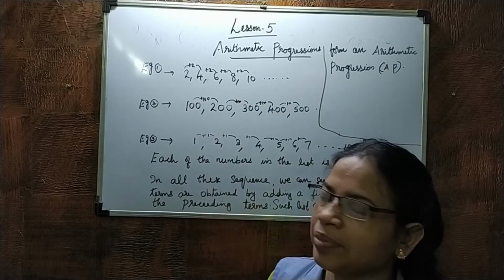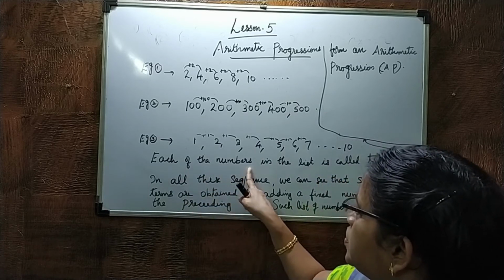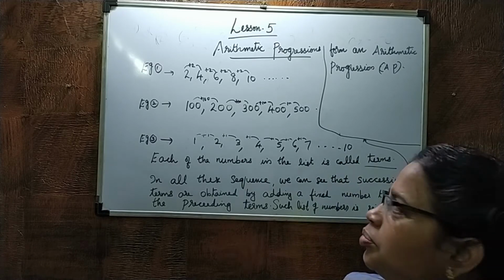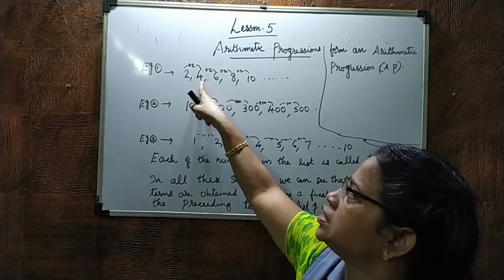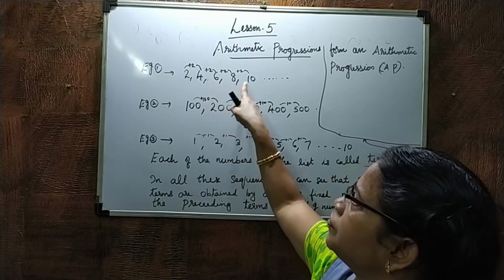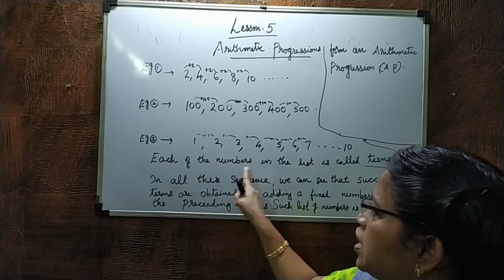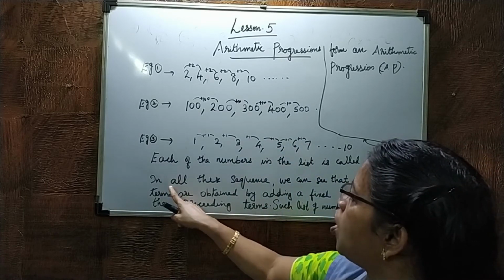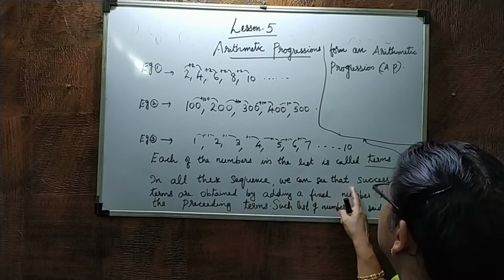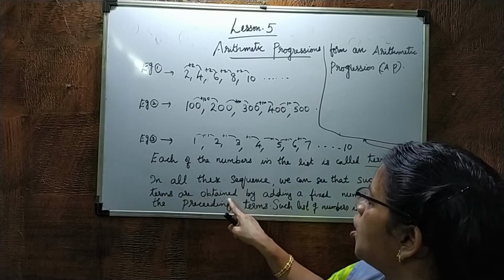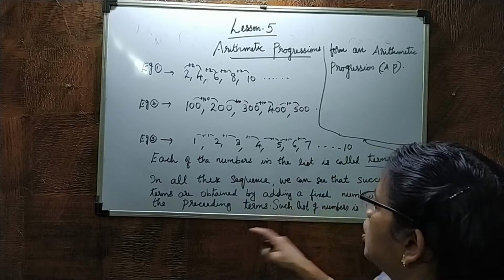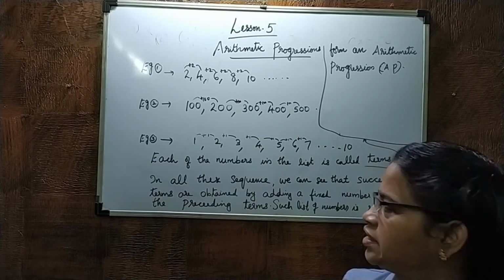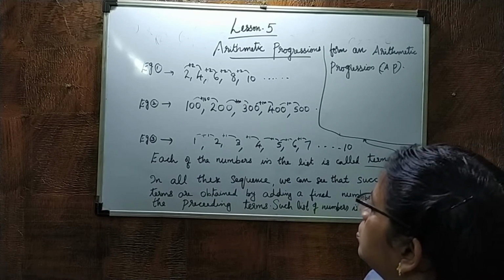So you have to write this example and then start. Each of the numbers in the list is called a term. This is the first term, this is the second term, this is the third term, fourth term, fifth term, etc. So each of the numbers in the list is called a term. Next one: in all these sequences, we can see that successive terms are obtained by adding a fixed number to the preceding terms. Actually it will be better to say list. We started with the list, so we will write it as list.